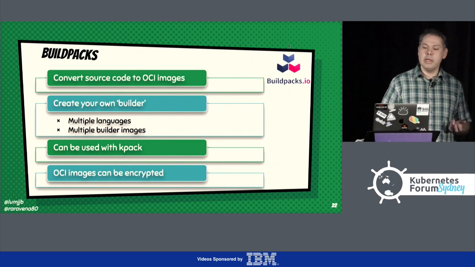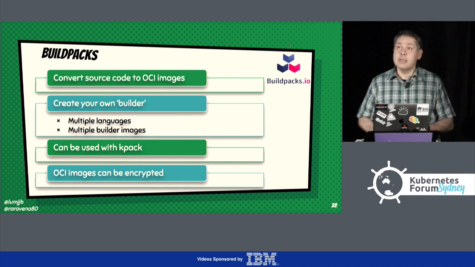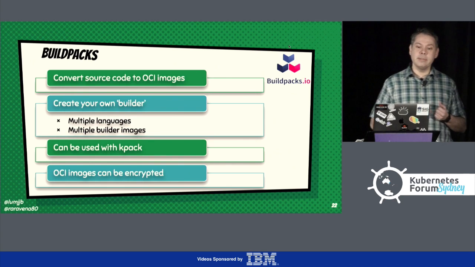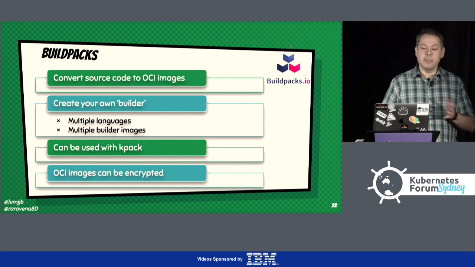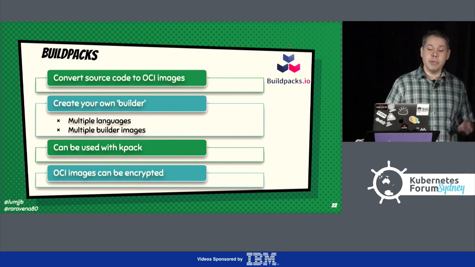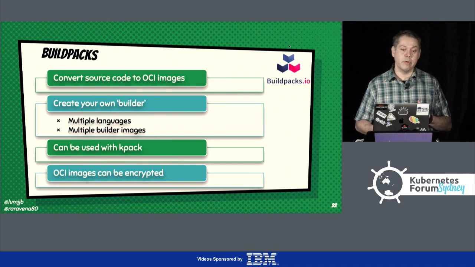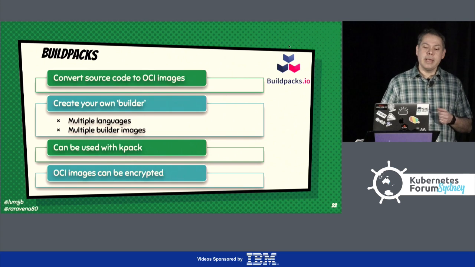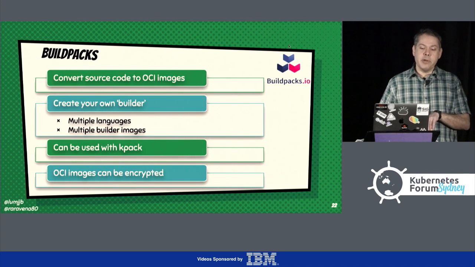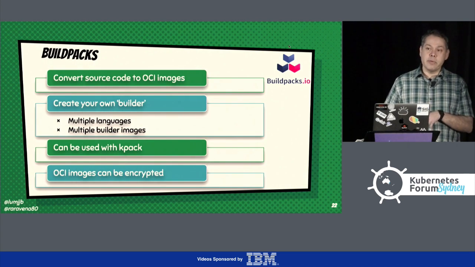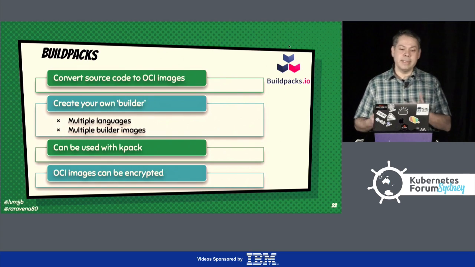Buildpack is another tool, and it's basically converting source code directly to OCI container images, and it supports multiple languages. It can be used with this open source tool from VMware called kpack. And for security, you can add encryption because it creates OCI images, so you can take advantage of that.